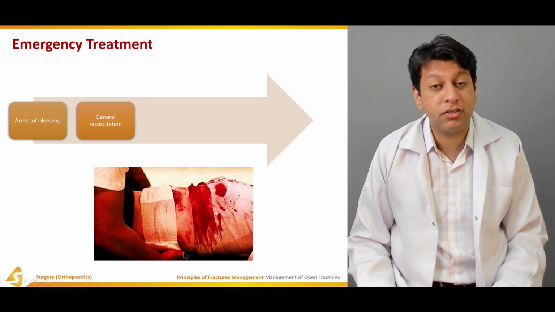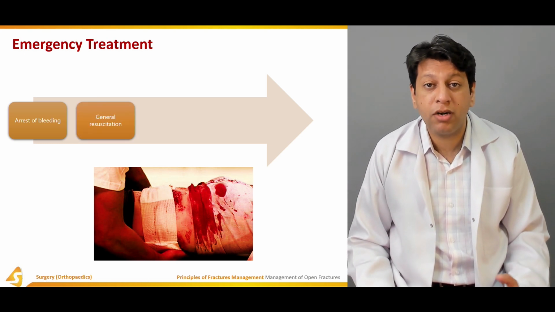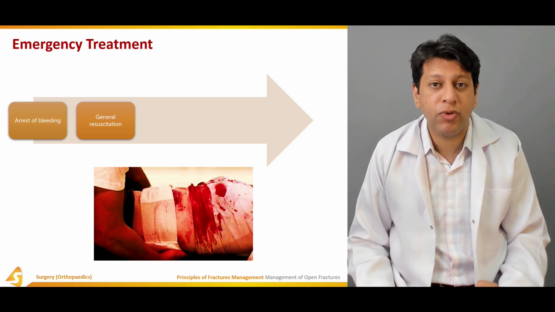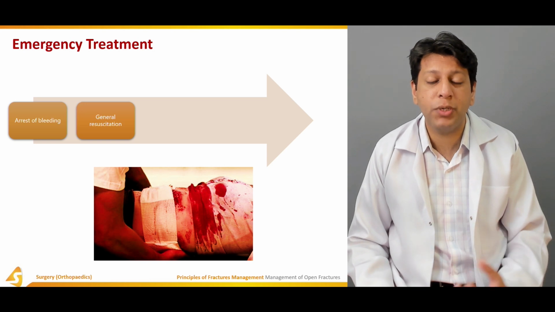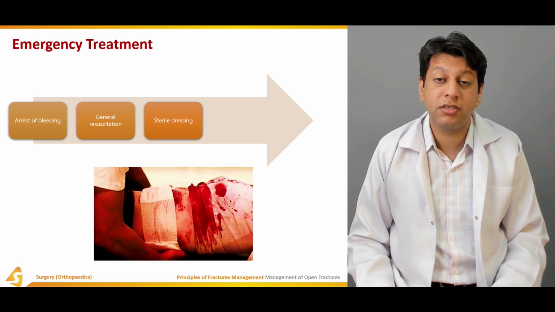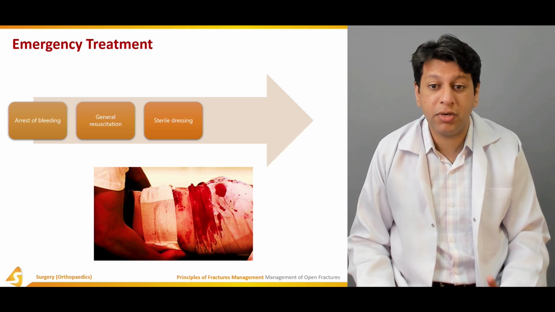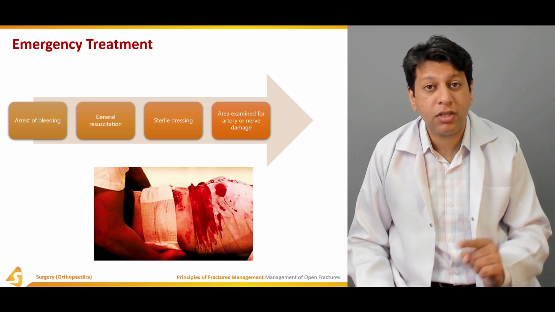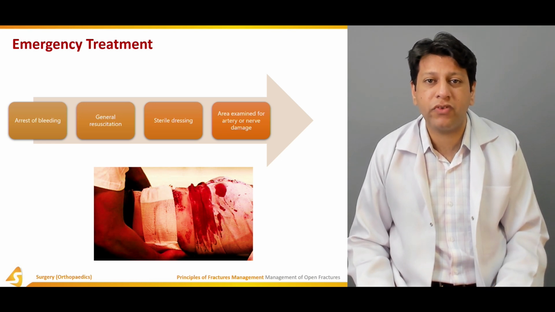Then is the general resuscitation. As you know, there will be blood loss, and the patient will be in hypotension and shock, hypovolemic shock as well. So we need to give fluids and blood to the patient so that it resuscitates. And then at least a sterilized dressing can be done initially. The area is then examined for artery and nerve damage, and then we go for the identification of the tract as well.